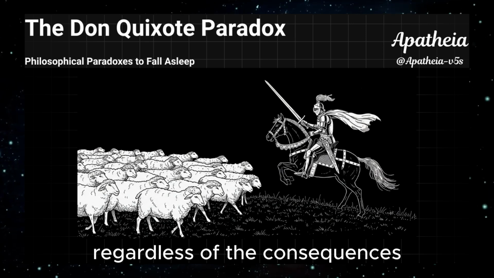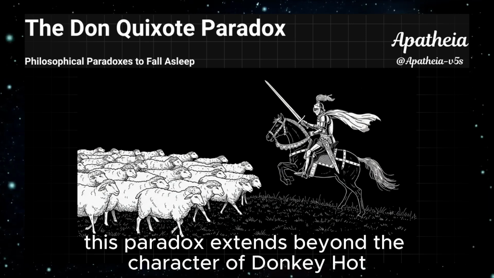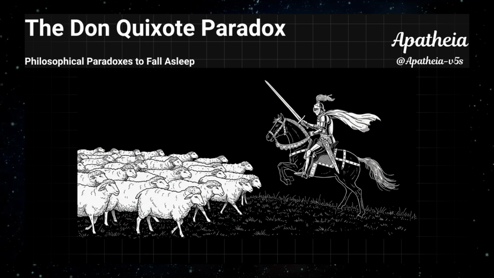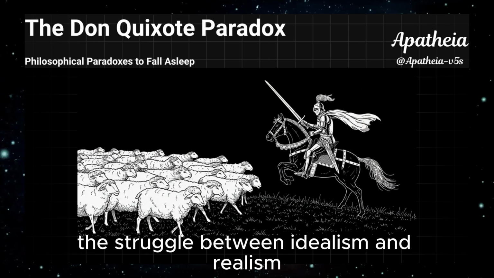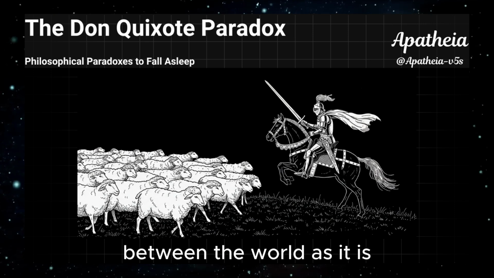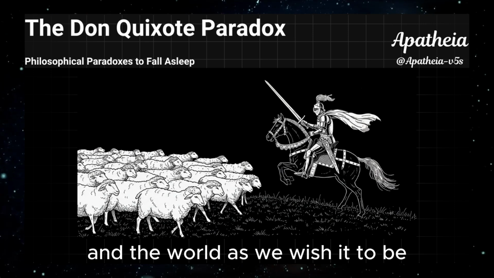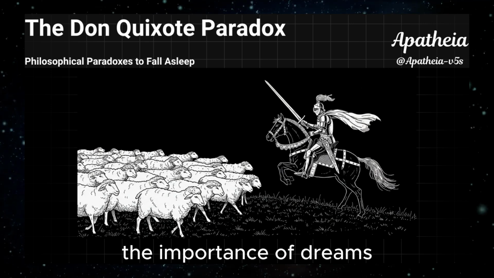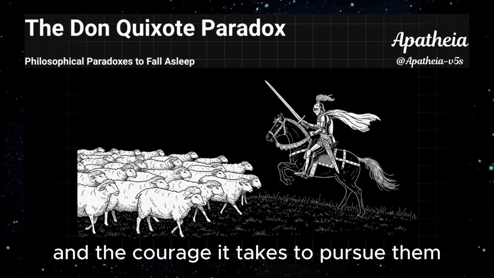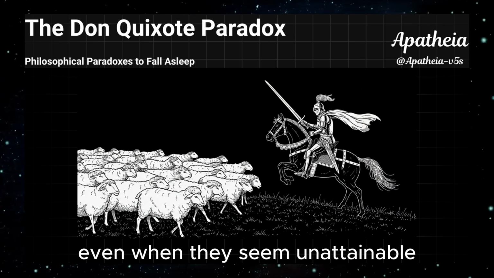of the consequences. This paradox extends beyond the character of Don Quixote. It reflects the human condition, the struggle between idealism and realism, between the world as it is and the world as we wish it to be. It asks us to consider the value of imagination, the importance of dreams, and the courage it takes to pursue them, even when they seem unattainable.